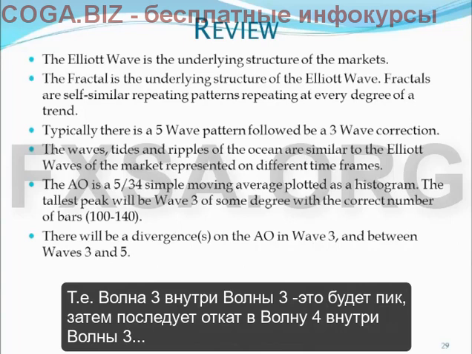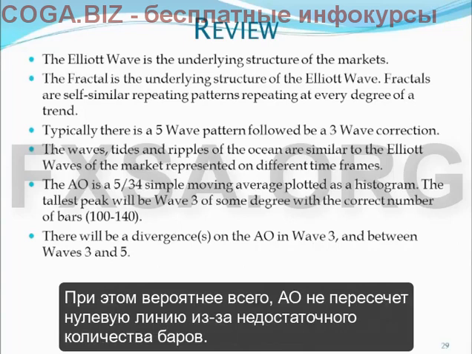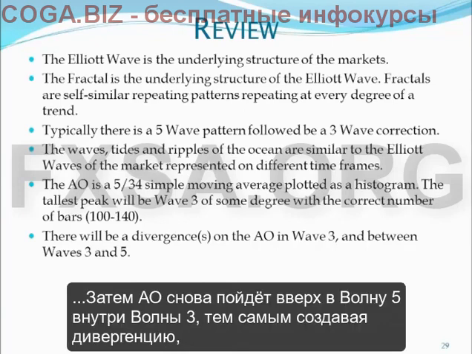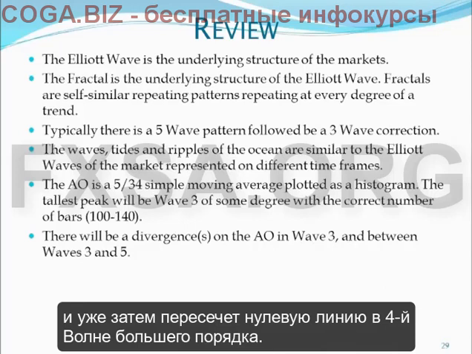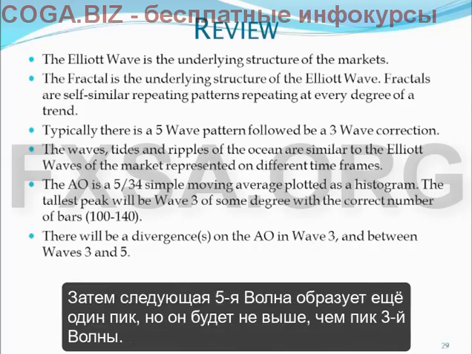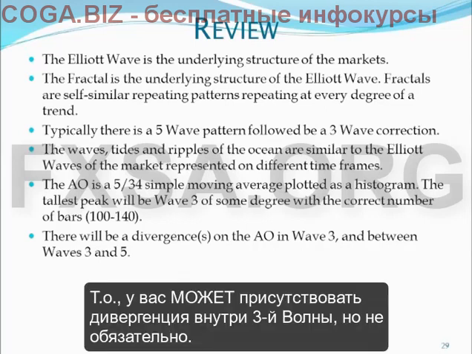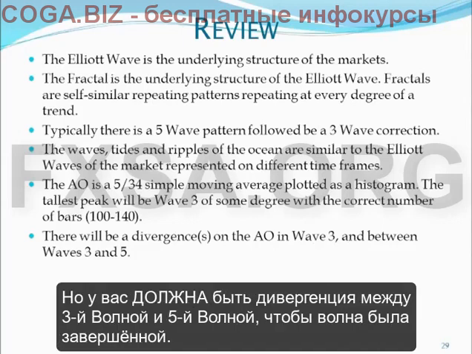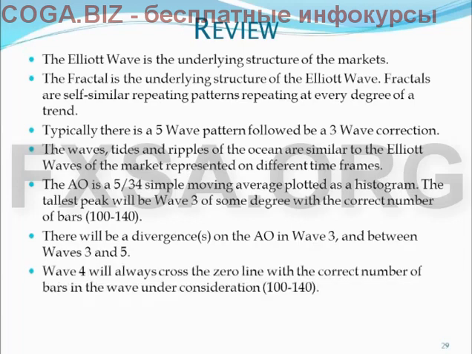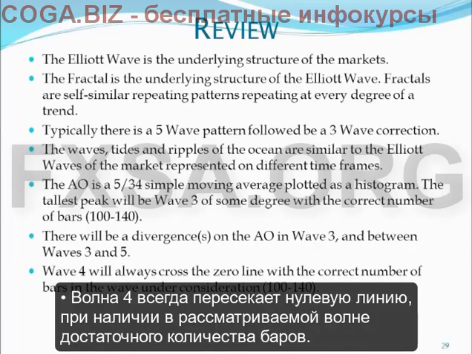It's going to pull back for wave 4 of 3, probably will not cross 0 without the correct number of bars, go back up for 5 of 3, create a divergence there, and then it will cross the 0 line for the big wave 4, and then the next wave 5 will create another peak, but it will not be as tall as the peak on wave 3. So you can have divergence within wave 3, you don't have to, but you must have divergence between wave 3 and wave 5 to have a complete wave. Wave 4 will always cross the zero line with the correct number of bars in the wave under consideration.